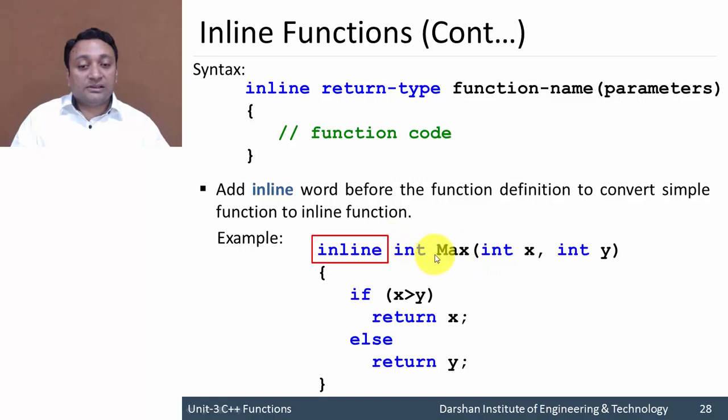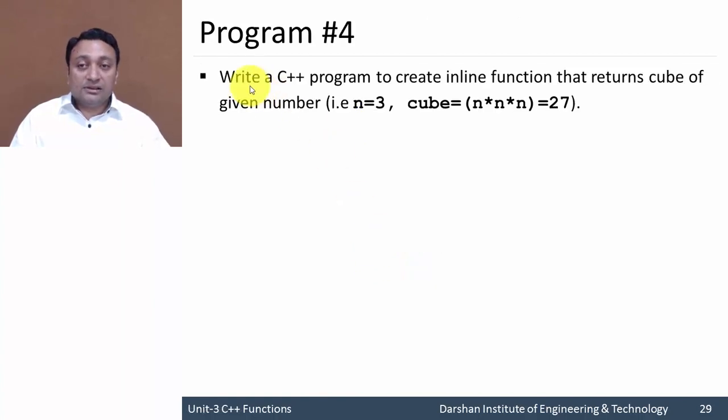Here is the example. We have a simple function max that will return a maximum from x or y, and here return type is integer. So this simple function is converted to inline by just writing inline before this definition. Let us get another example. Write a C++ program to create an inline function that returns cube of a given number. So cube will be a function, take one argument n, and it will return n into n into n.